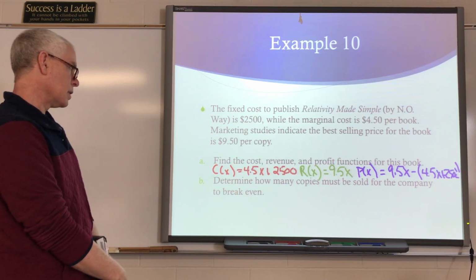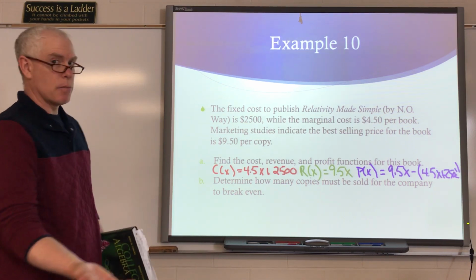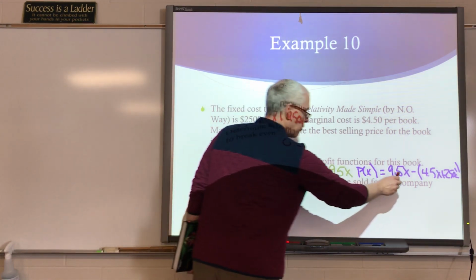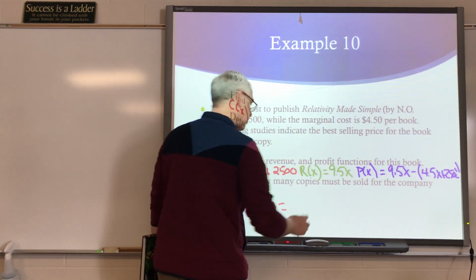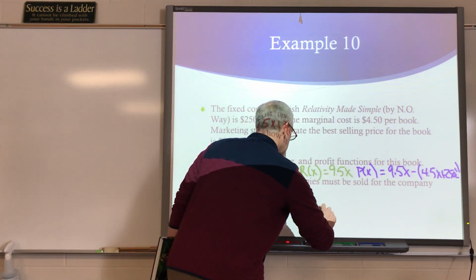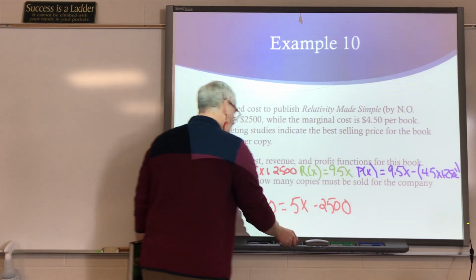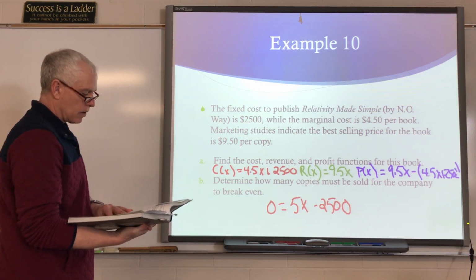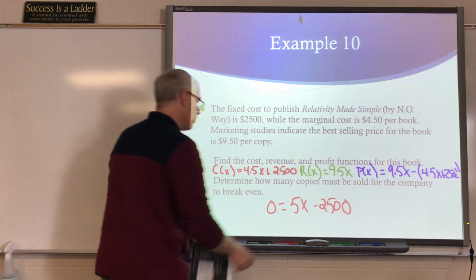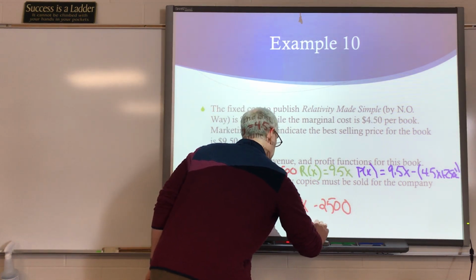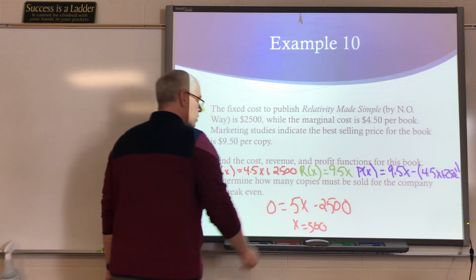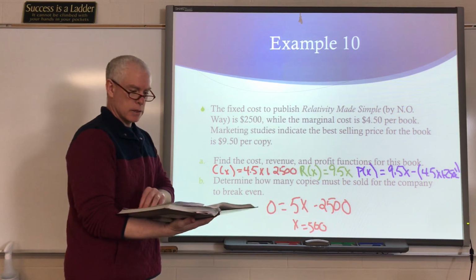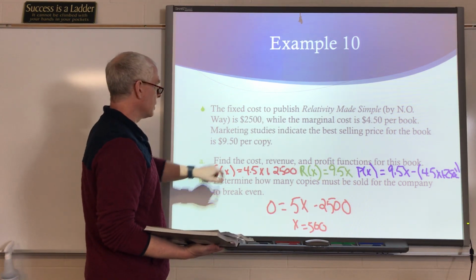Now determine how many copies must be sold for the company to break even. That means my profit is 0. So I want my profit to be 0. If I simplify this, 9.5 minus 4.5 is 5x, minus 2,500. Well, if you follow example 10 in the book here, you guys, I add 2,500 to both sides, I divide by 5, x is going to be 500. So if I sell 500 copies, I'm going to break even. If I sell more, I'm going to make money. If I sell less, I'm going to lose money. Okay? One more example, then we're going to call it a day.